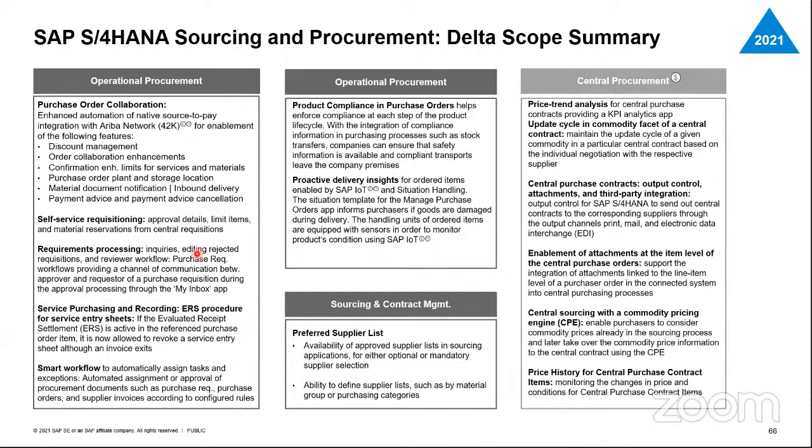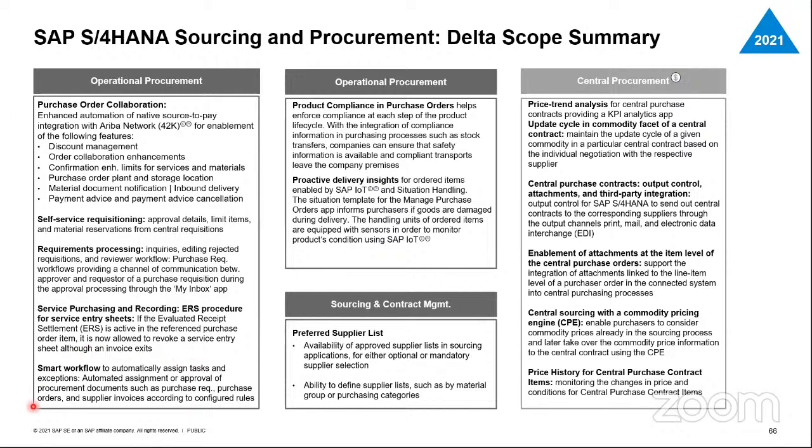Operational procurement: increased integration with Ariba Network for collaboration. Improvements in self-service requisitioning, so that you have more flexibility on details, approval details, and all that. Requirements processing, some workflow-related enhancements, the ability to edit rejected requisitions in the workflow, etc. All centered around the My Inbox app. Then I talked about this earlier, ERS procedures for service entry sheets. If ERS is active in the reference purchase order item, you can revoke a service entry sheet even though an invoice exists. So these are all delta process configuration kind of topics.